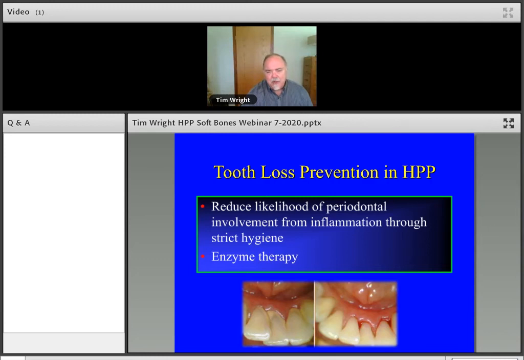Yeah, enzyme therapy. We don't know, again, whether or not this will help the HPP-associated attachment loss with teeth, but the evidence in the animal studies would suggest that it will.